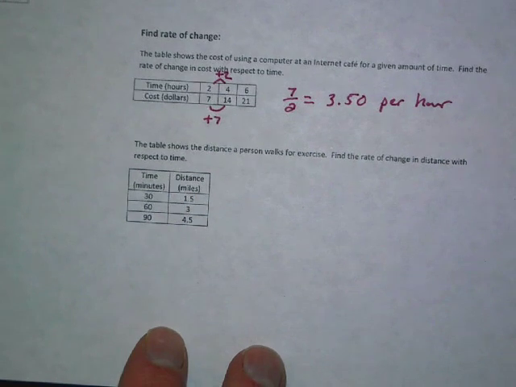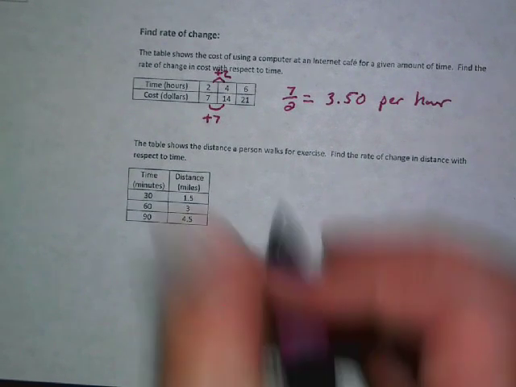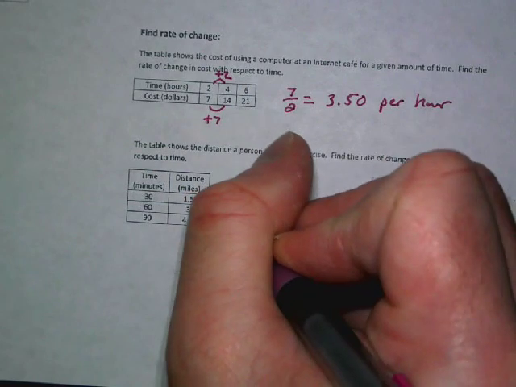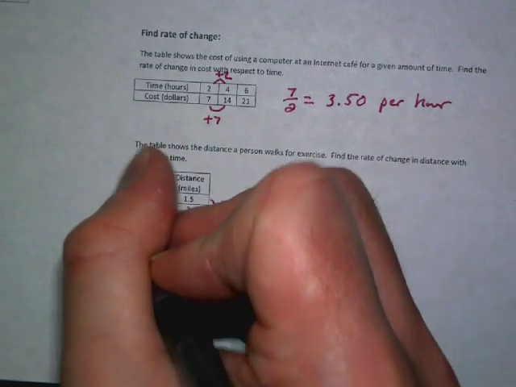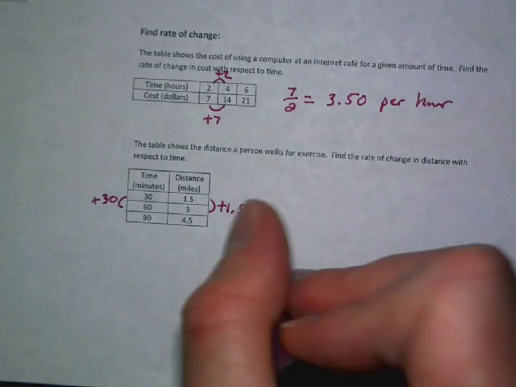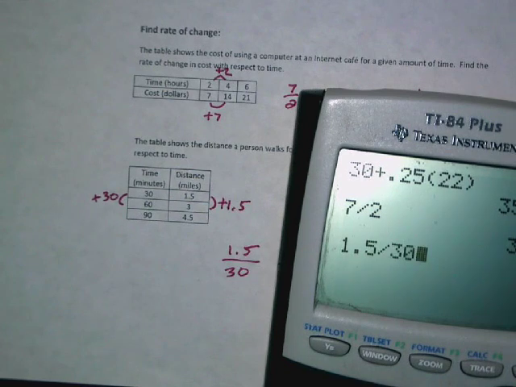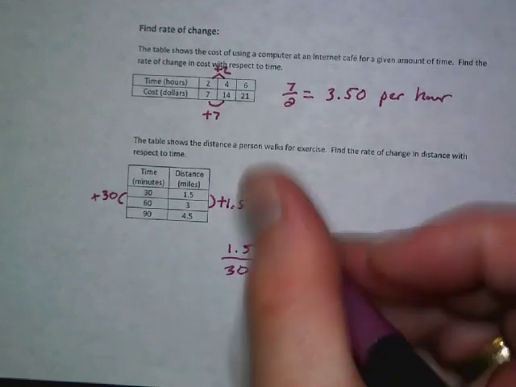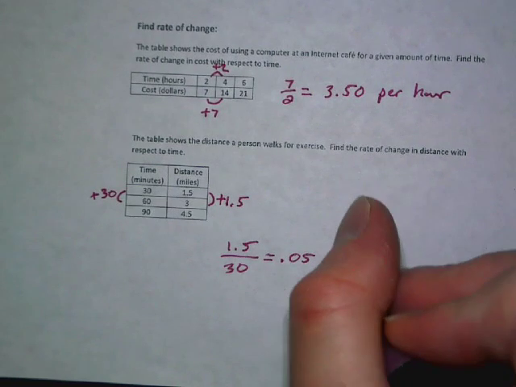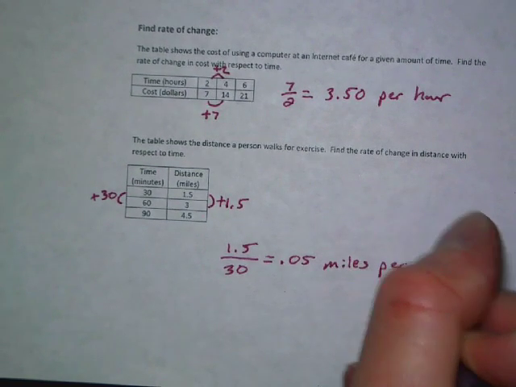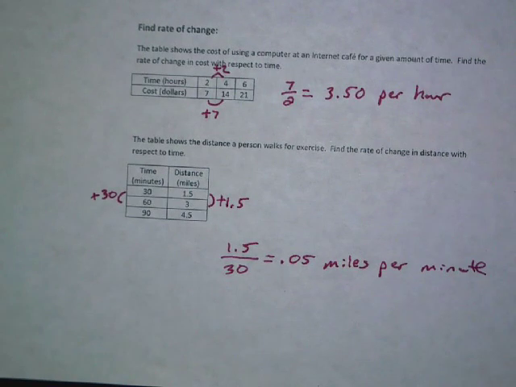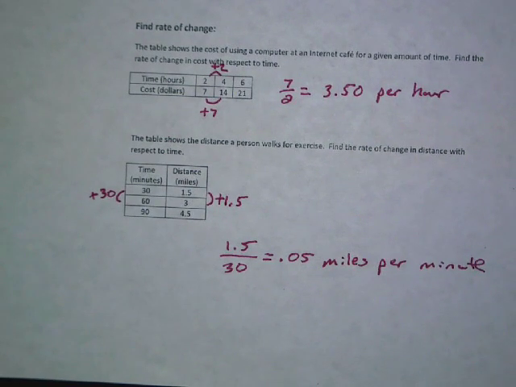Okay, the next one, the table shows the distance a person walks for exercise. Find the rate of change of distance with respect to time. So our change in y here is up 1.5. Our change in x is up 30. So 1.5 divided by 30, and we get 0.05. So you're going 0.05 miles per minute. So that is finding rate of change, just like we've done it before from a table. It's just, like I said, now it's representing a scenario in that situation.